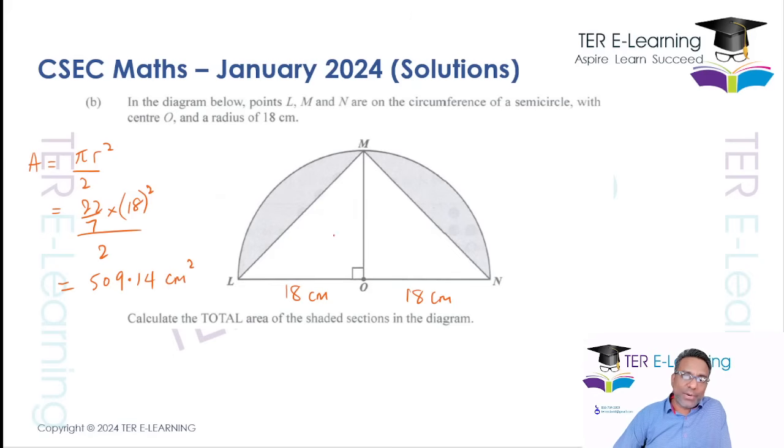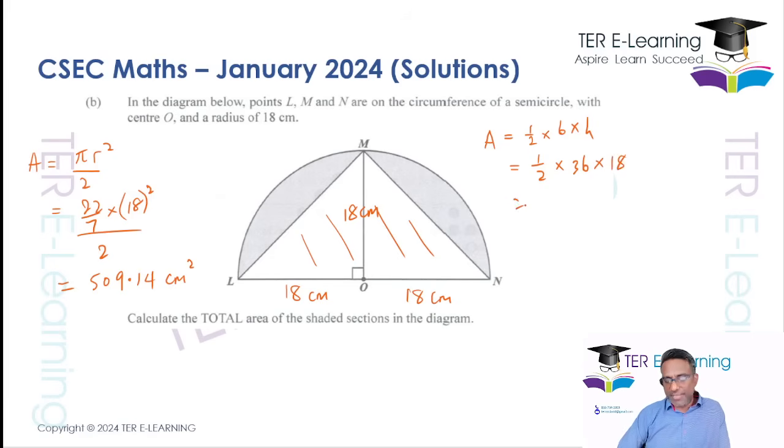So what I need to do now is find the area of this triangle here. If the radius of the circle is 18, it means that the height of this triangle is also 18. Remember, the area of a triangle is a half by base by height. So it's going to be a half multiplied by the base, which is 36, 18 plus 18, multiplied by the height, which is 18. This is going to give me 324.